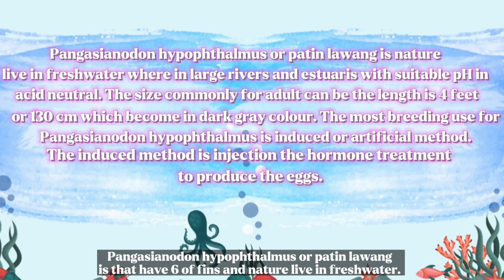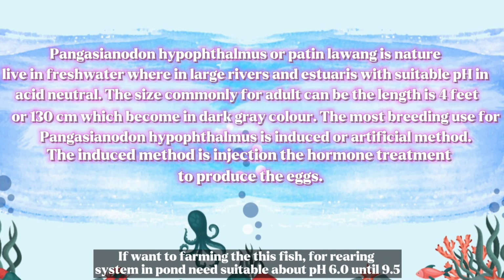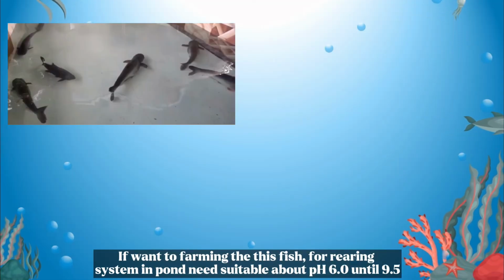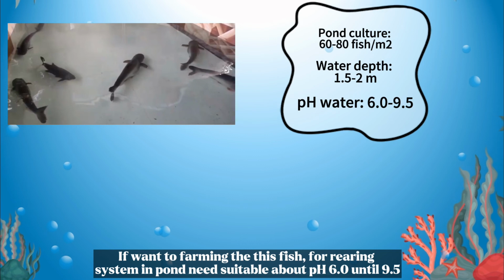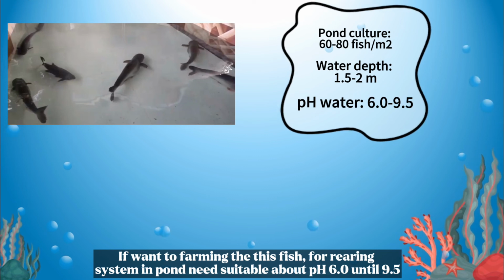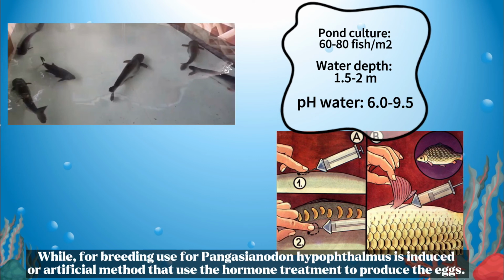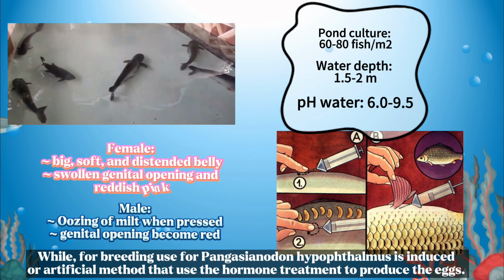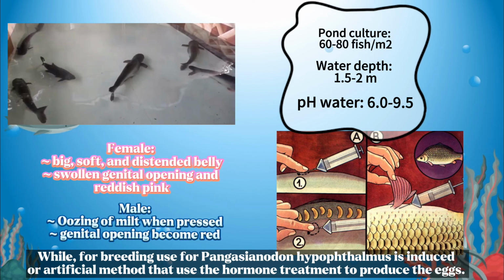Pangasianodon hypophthalmus, or patin, has 6 fins and lives in freshwater in nature. If you want to farm this fish, the rearing system in a pond needs a suitable pH of about 6.0 to 9.5, while the breeding method used for Pangasianodon hypophthalmus is the induced or artificial method, which uses hormone treatment to produce the eggs.